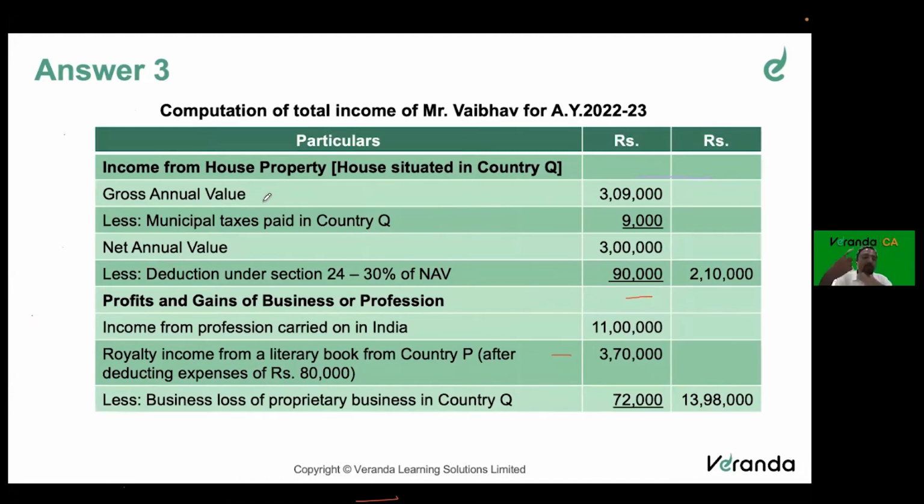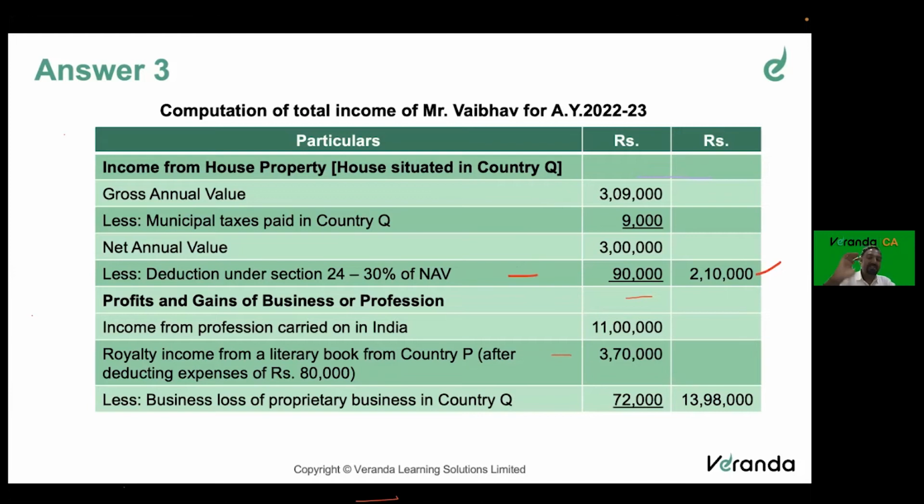You do it in the same order. So now, income from house property: you take whatever it is, that is 3,09,000. You reduce this; you're eligible for 30% standard deduction under section 24. So your income from house property will be 2,10,000. This is the first section.